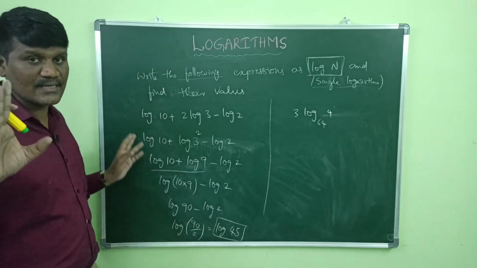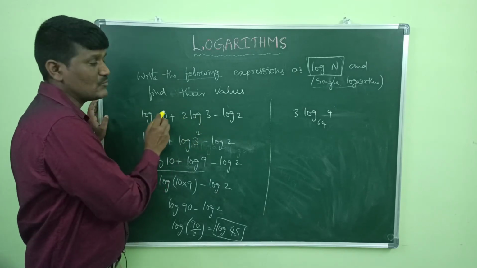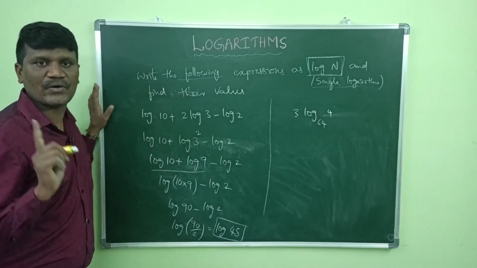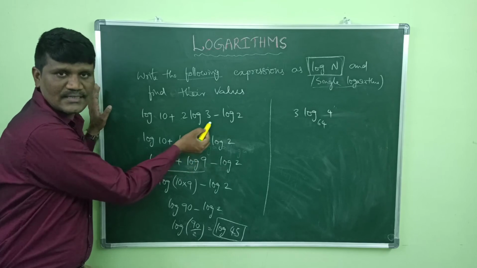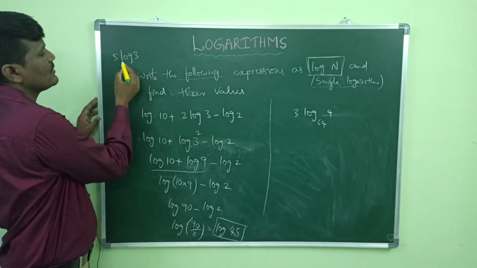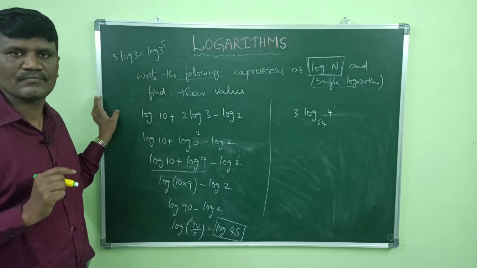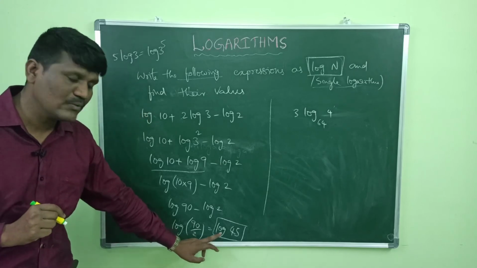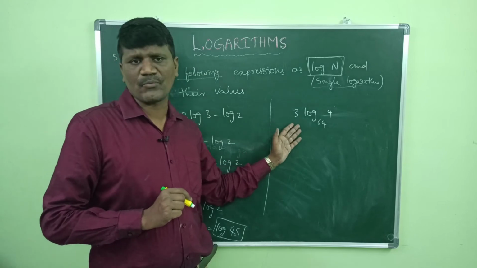Okay. So in this case the most important thing is whatever is multiplying the logarithm, you convert it into a power using the power rule. So here 2 log 3 is there, you make it log 3 square. Suppose in the question you have 5 log 3, you convert it into log 3 power 5, right? So using this I could find the value as a single logarithm. Now a different type of problem.